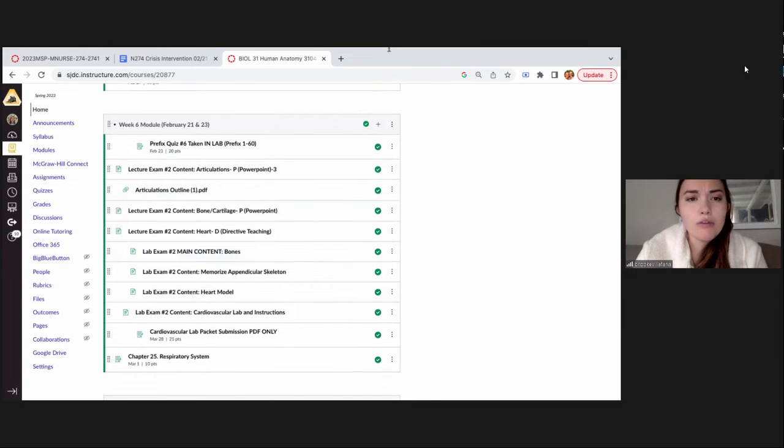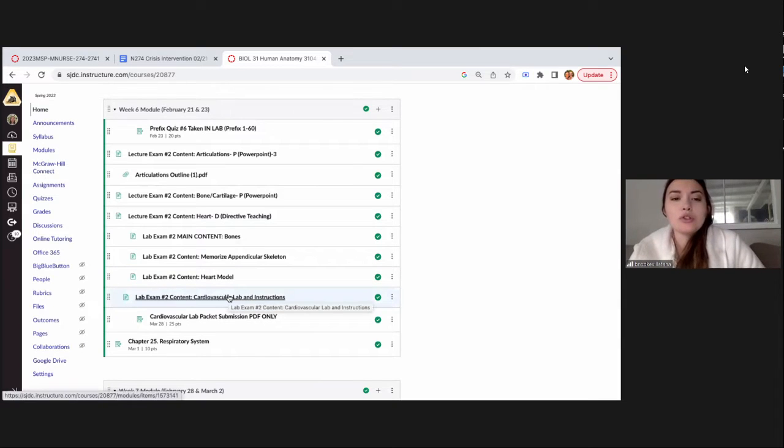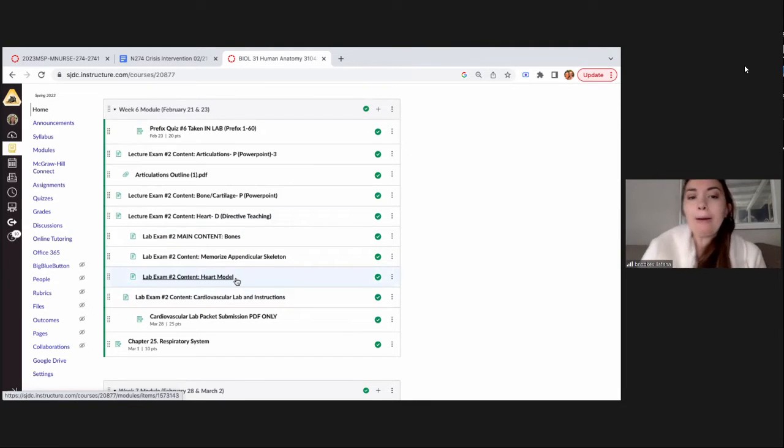So you should have had the cardiovascular lab introduced to you this week, right? I think I'm up to speed with you guys. So I want to talk about that, and I want to talk about the heart model and some of the content for Unit 2. So specifically for Unit 2, you're going to be studying the bones this unit.